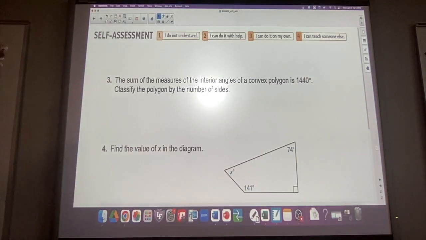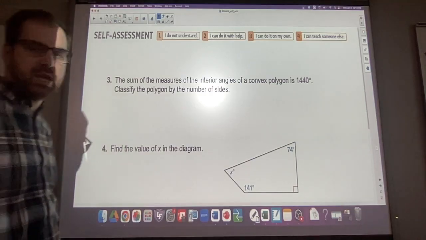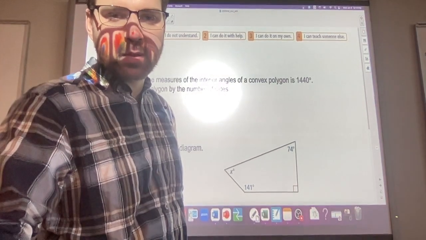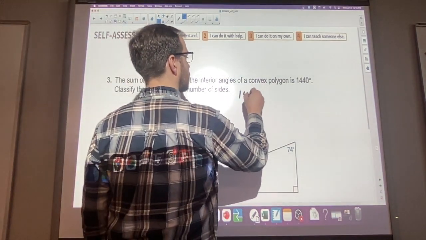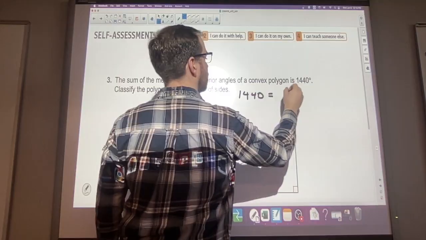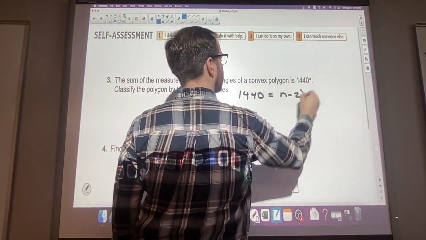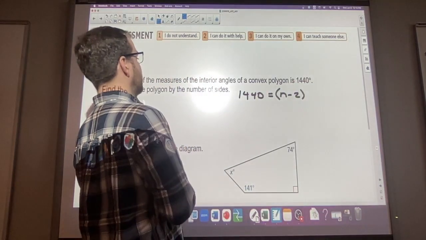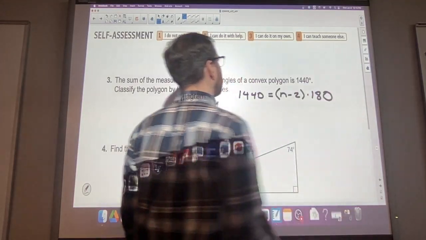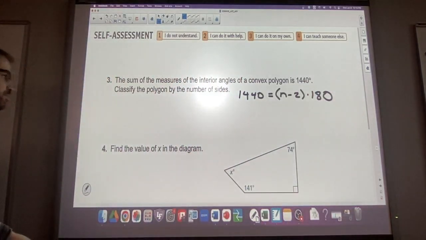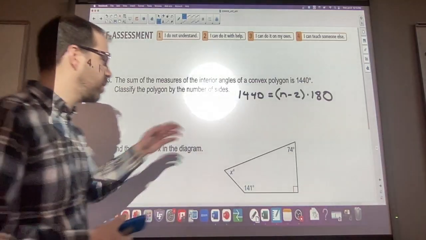Right, now we're going to look at this one. We already did one like this. Why don't I just have you try number 4 here? This is another one where you just set it equal. The angle sum is 1440. So that has to equal n minus 2 times 180. So we'll just do this one quickly, I guess. So you want to pause it here, do this one.